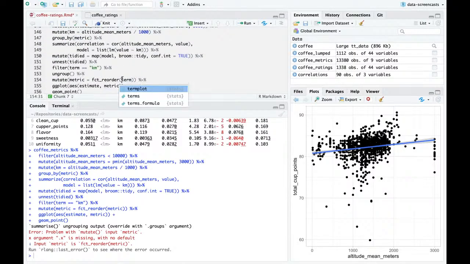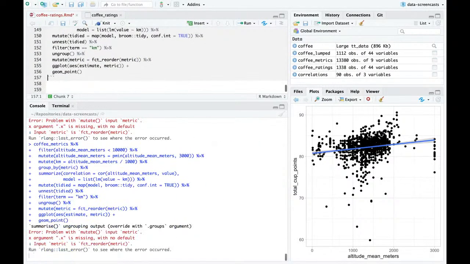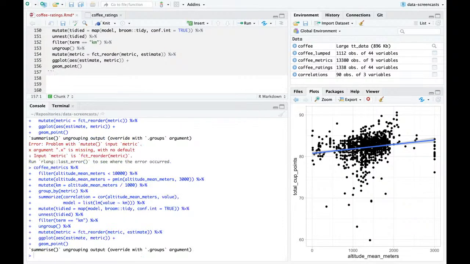It's not called metric anymore, it's called term. Nope, that's not true, it's not term. It's still called metric. Oh yeah, metric by estimate.